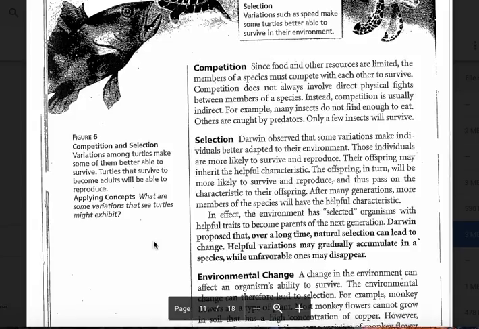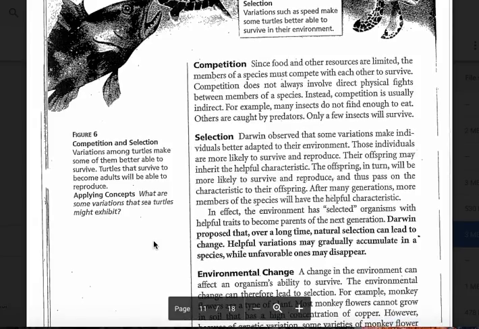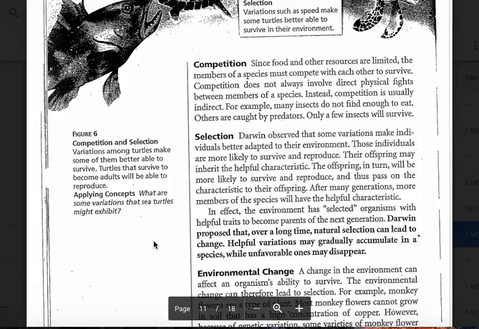Selection. Darwin observed that some variations make individuals better adapted to their environment. Those individuals are more likely to survive and reproduce. Their offspring may inherit the helpful characteristic. The offspring, in turn, will be more likely to survive and reproduce and thus pass on the characteristic to their offspring. After many generations, more members of the species will have the helpful characteristic. In effect, the environment has selected organisms with helpful traits to become the parents of the next generation.